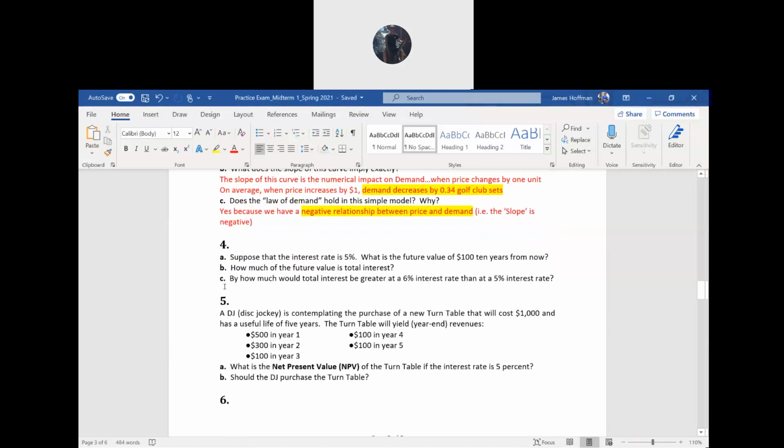Okay, number 4 and number 5 are based on present value or net present value questions. We might have done a couple of practice ones after that example, the NPV one. So number 4, suppose the interest rate is 5%, and what's the future value of $100 10 years from now? If your $100 compounds interest for 10 years at 5%, what's the value?